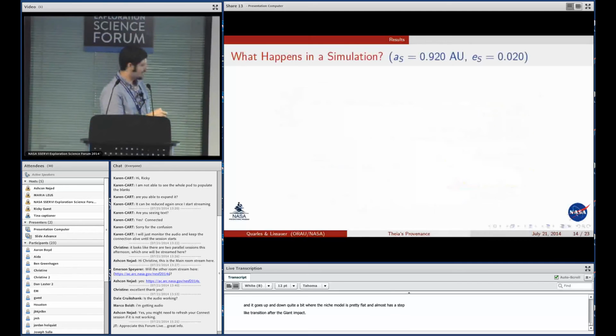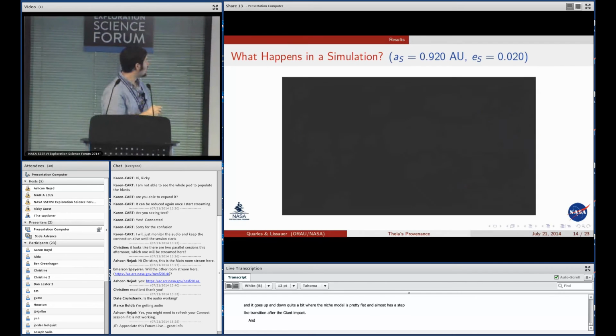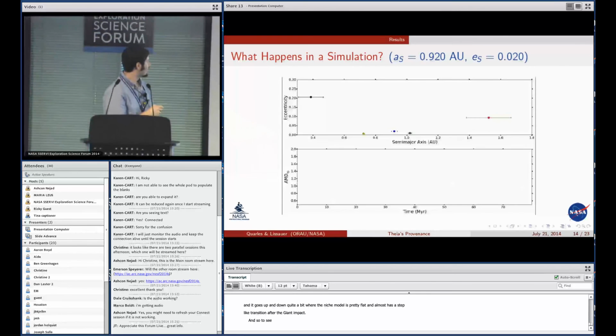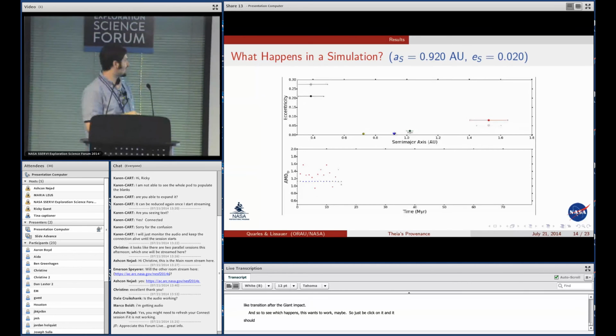And so to see what should happen, this wants to work. Maybe. Should just be a click on it and it should start. There it goes.